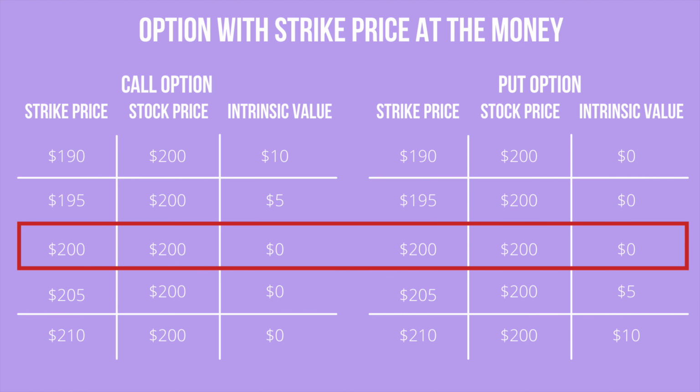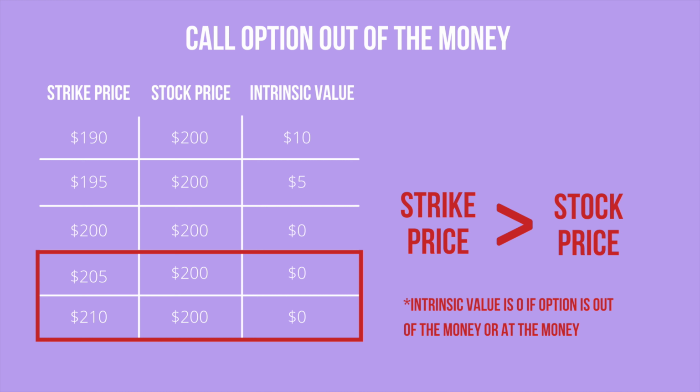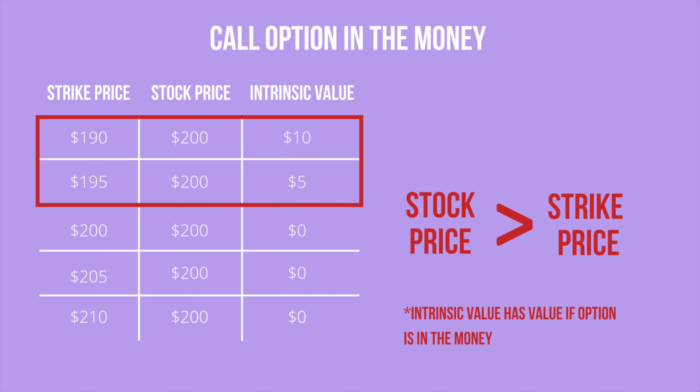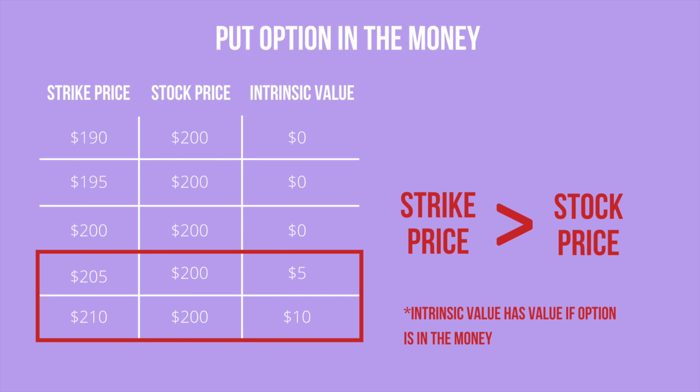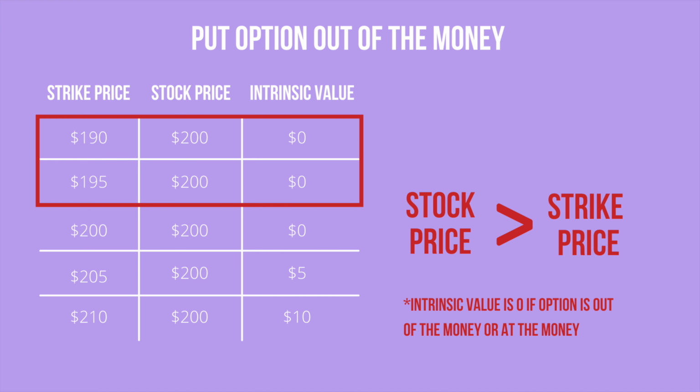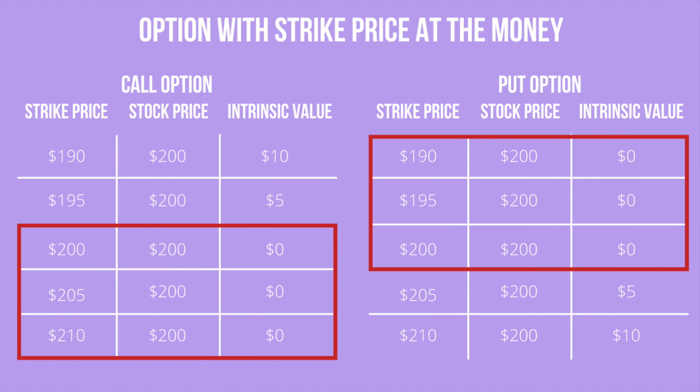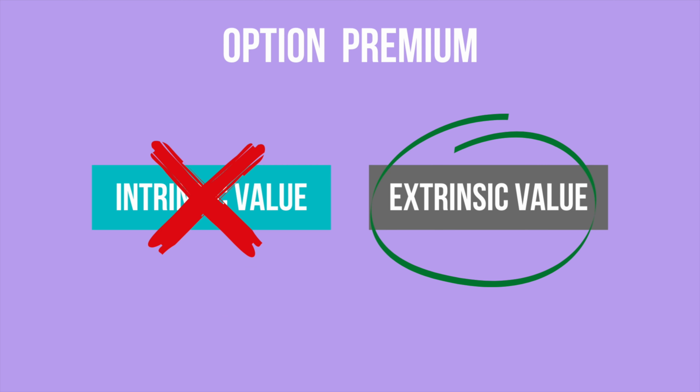An option is considered at the money when the strike price equals the current market price of the stock. A call option is out of the money if the stock price is below the strike price, and a call option is in the money if the stock price is above the strike price. A put option is in the money if the stock price is below the strike price, and a put option is out of the money if the stock price is above the strike price. In both situations, when the option is at the money or out of the money, the intrinsic value is zero, which at that point, the option premium is all extrinsic value.